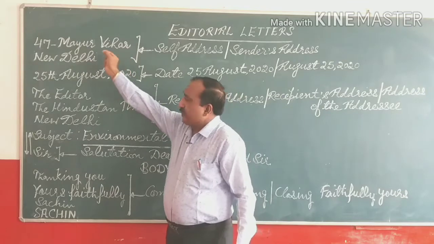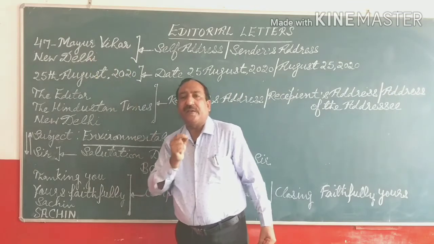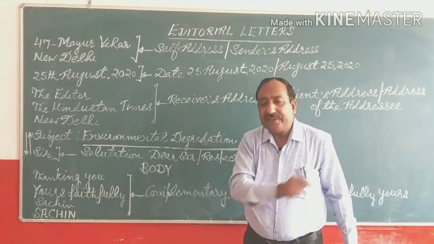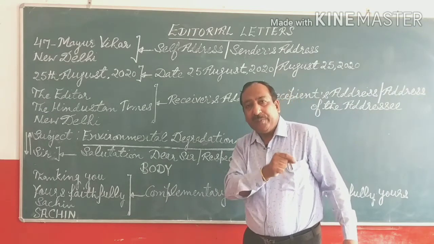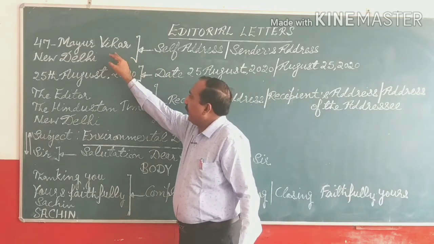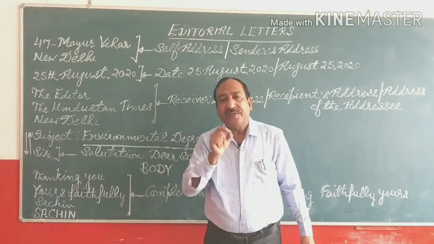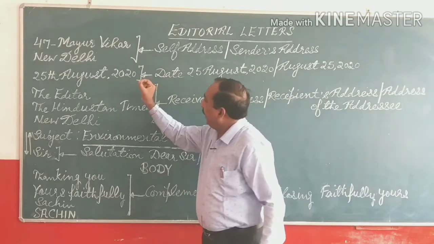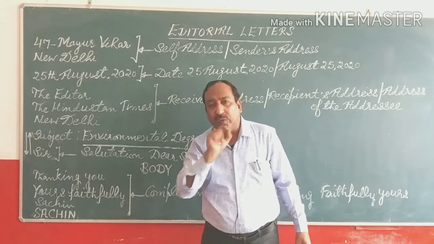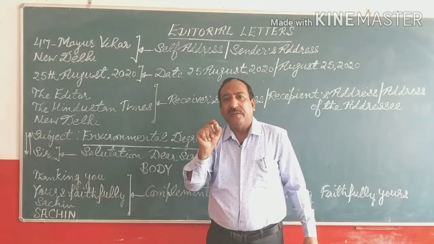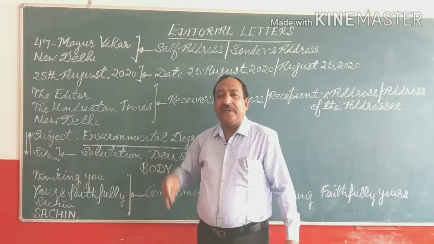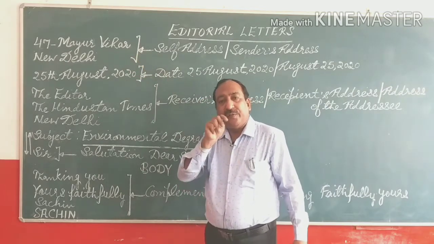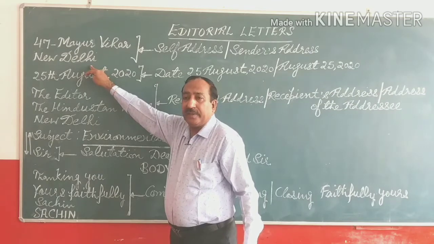First of all, we have to write the sender's address. We have to write the self address. While writing the sender's address, we have to keep in mind some points. First of all, if the sender's address has been given in the statement, the same address we have to write. With the self address, we do not write the name of the sender, only the address, and this address should not exceed 3 lines. After the sender's address, we have to leave 1 line, give space.